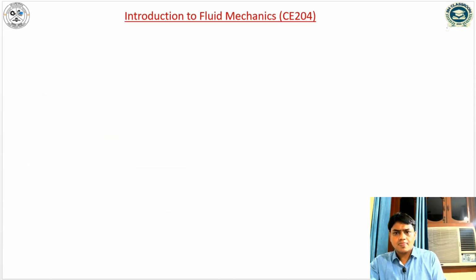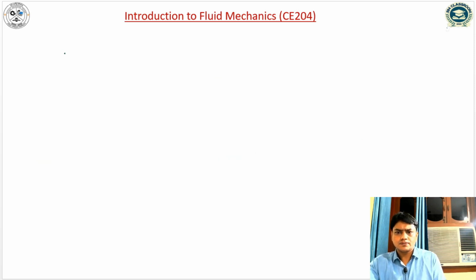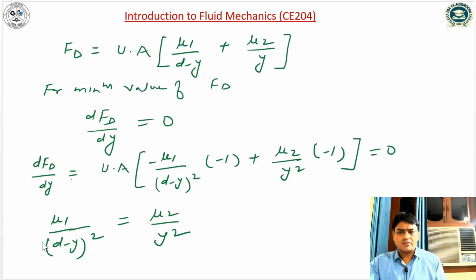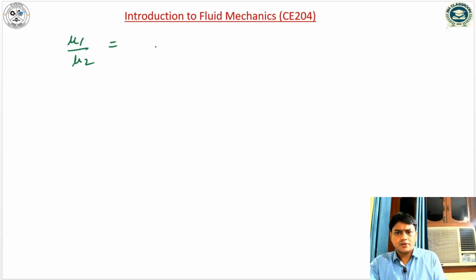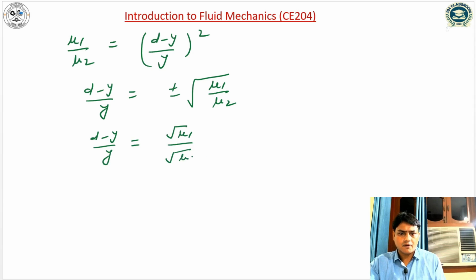So it will be mu1 by mu2 is equal to (d minus y) divided by y whole square. So (d minus y) divided by y is equal to plus or minus square root of mu1 by mu2. A negative value cannot be accepted, so we can write (d minus y) by y is equal to square root of mu1 by square root of mu2.